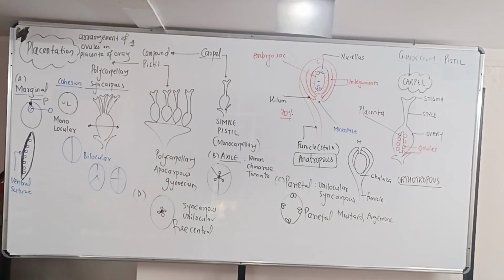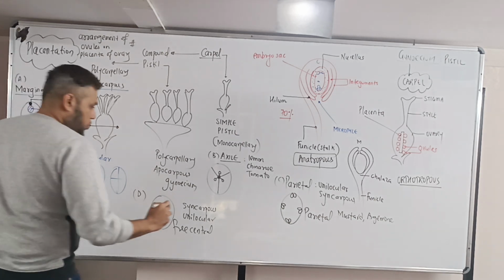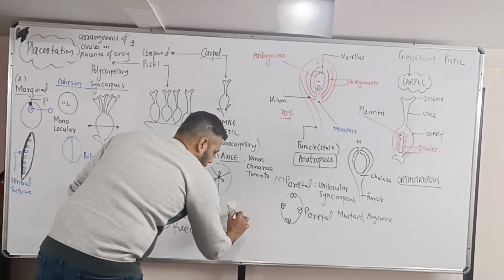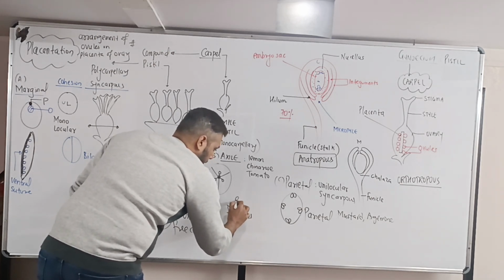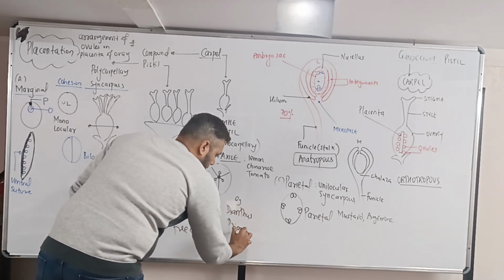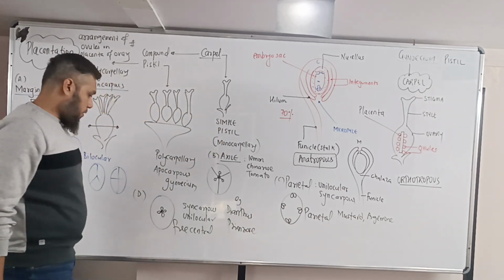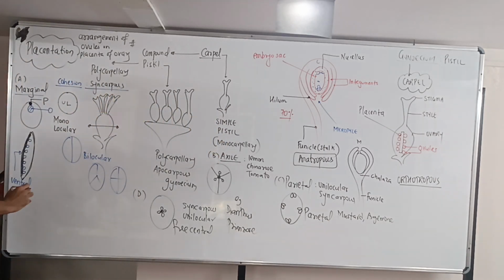Give an example of free central. Dianthus and primrose. What are the examples of it? Dianthus and primrose. See the fourth one. So, the fifth one. What is the fifth one called? Basal.